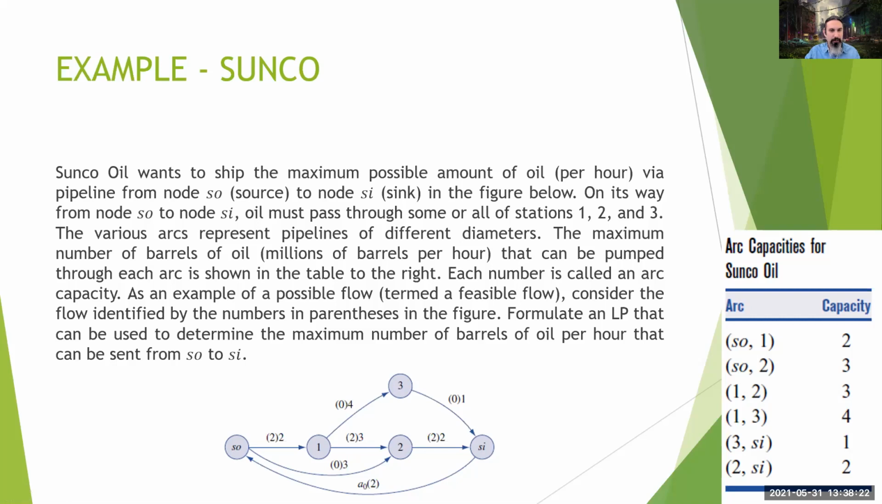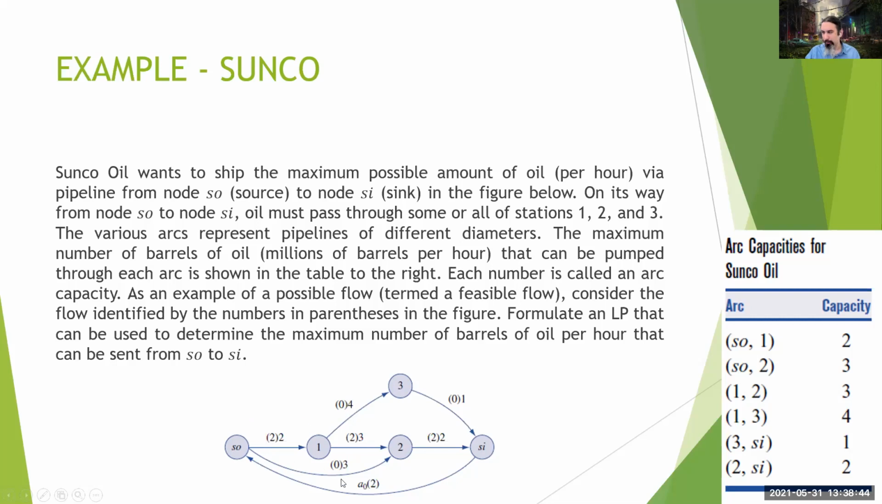And let's say each number is called an arc capacity. As an example of a possible flow, termed a feasible flow, consider the flow identified by the numbers in parentheses in the figure. So this is a possible flow. Okay, we will check what this is. Formulate an LP that can be used to determine the maximum number of barrels of oil per hour that can be sent from SO to SI. So let's take a look.